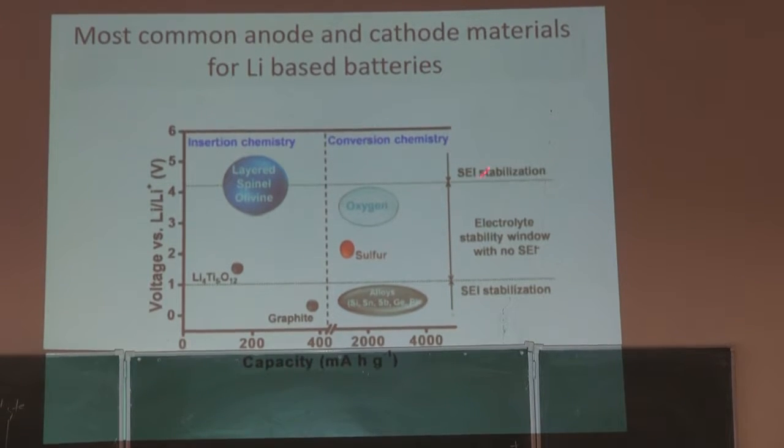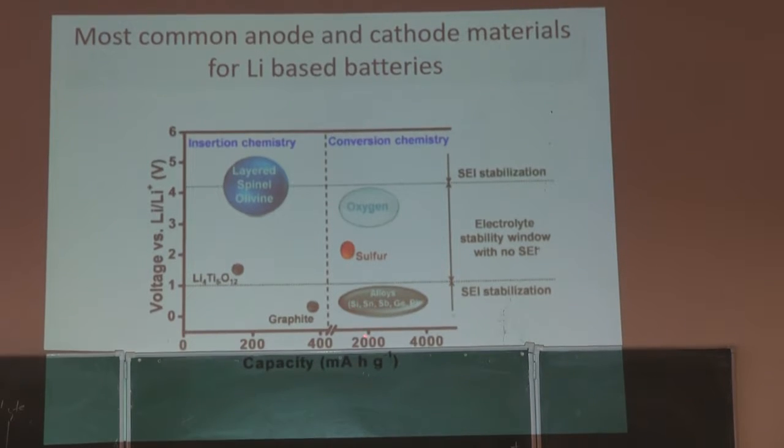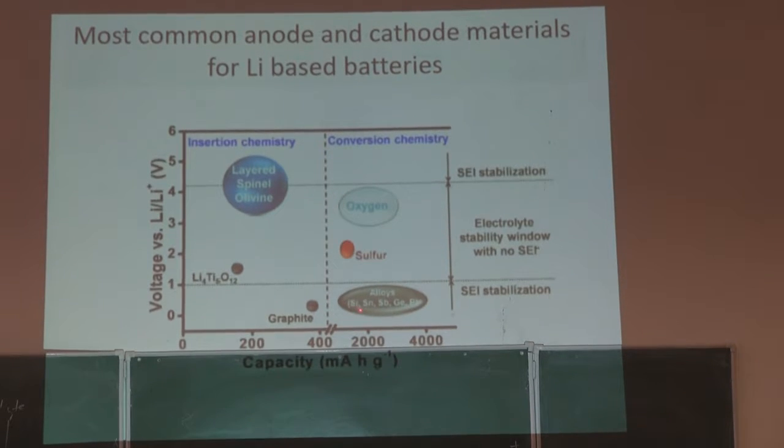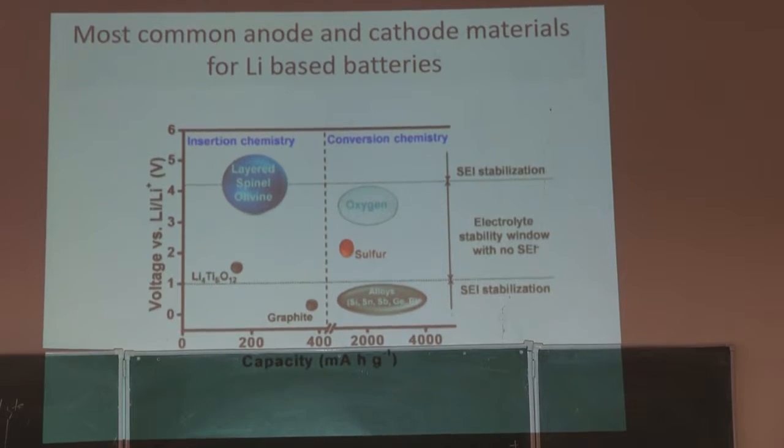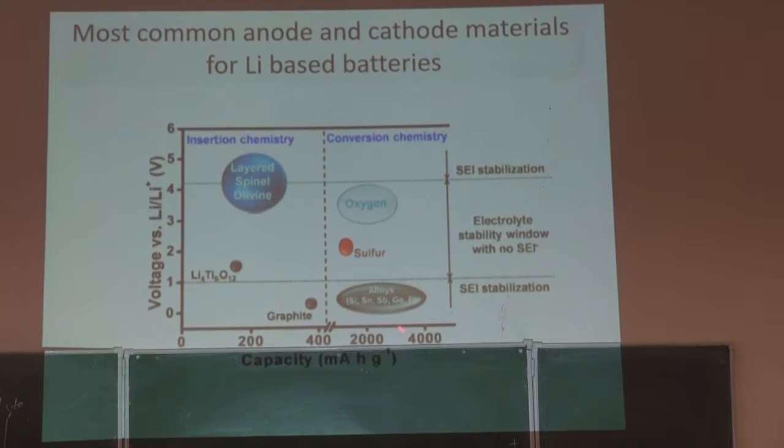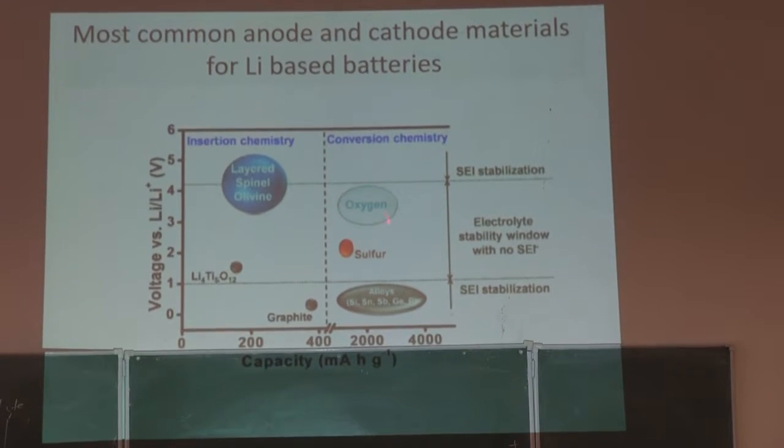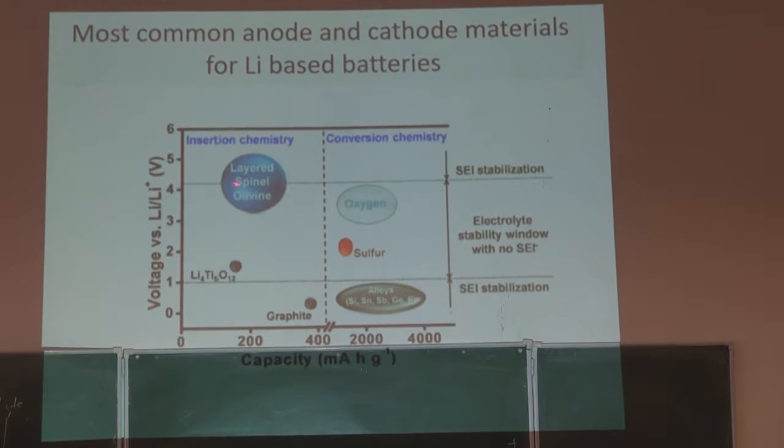But there's another chemistry called conversion chemistry. That means it doesn't have to go in and out. They just react, and we call it alloying and de-alloying kind of thing, right? Those things can have very large capacity, say even up to 4,000. So you are going from silicon, tin, all these have very large capacity, compared to graphite, which has only 300, right? Also on the cathode side, these are cathode, this sulfur, oxygen, they are cathode materials, but they are not as high as this material.